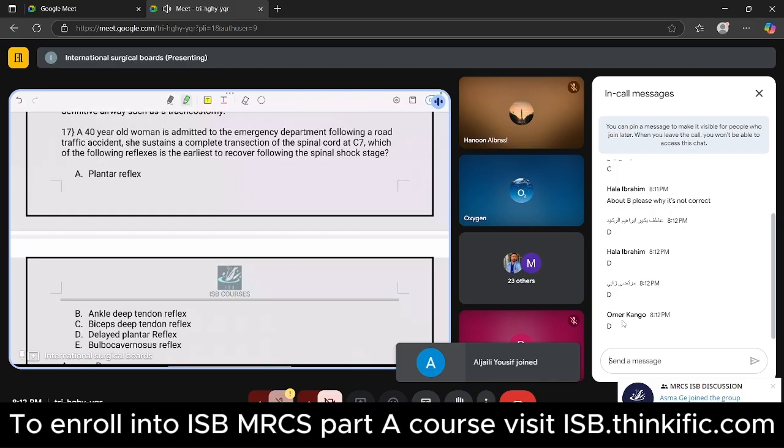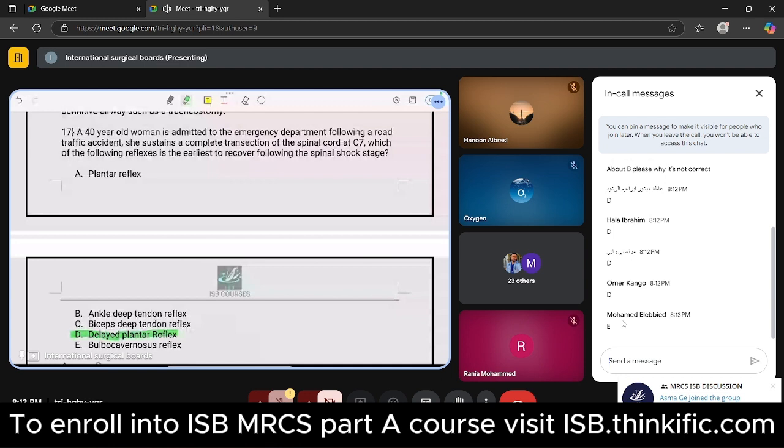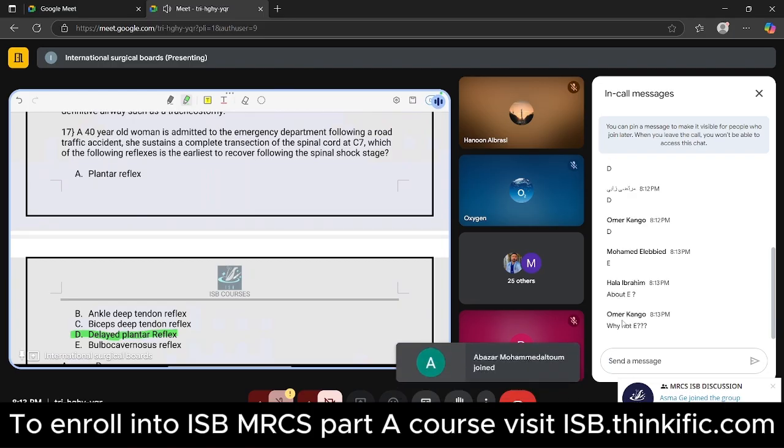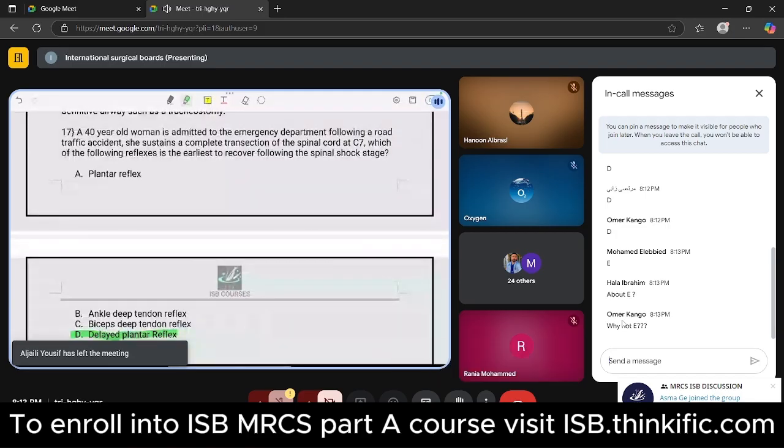Yeah, so DPR, or delayed plantar reflex, is the earliest reflex that returns. It's an abnormal form of the plantar reflex: when you stroke the sole of the foot, there's delayed toe flexion, and there is sustained flexion. Even when you remove the stimulus, the return to the neutral position is slow. That is the earliest reflex that returns.